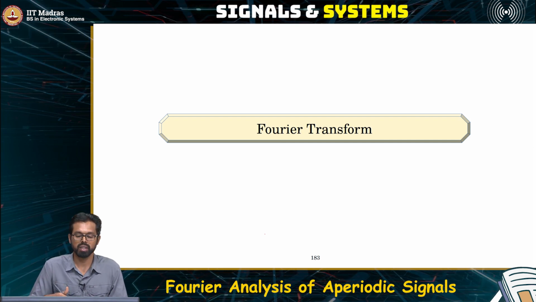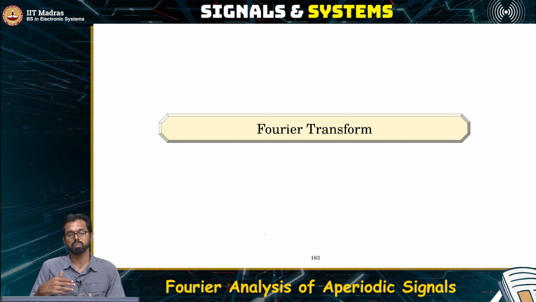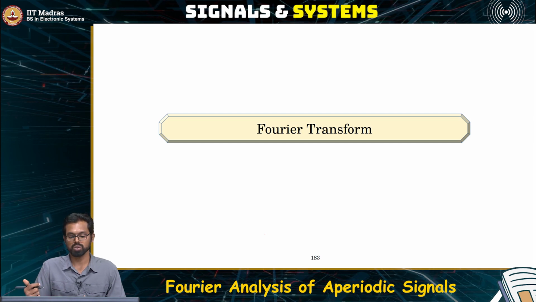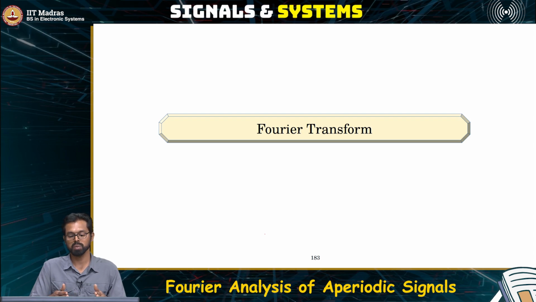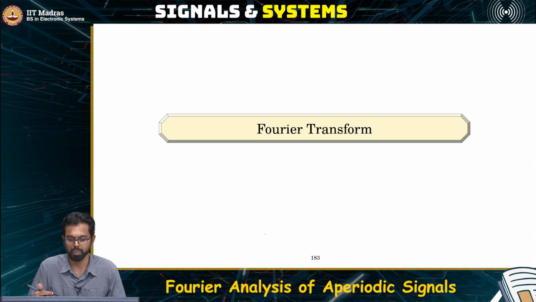But what if we are given an aperiodic signal? How do we choose the phasors? How do we compute these coefficients through this inner product or projection? So we will do this through what is known as the Fourier transform. So we saw Fourier series. Now Fourier transform is an extension of Fourier series. So we will see what this Fourier transform is now.